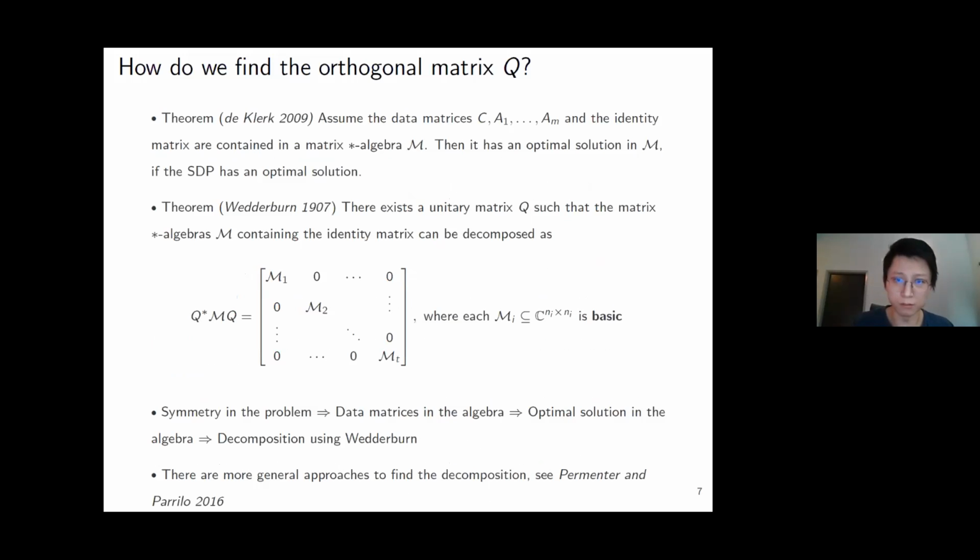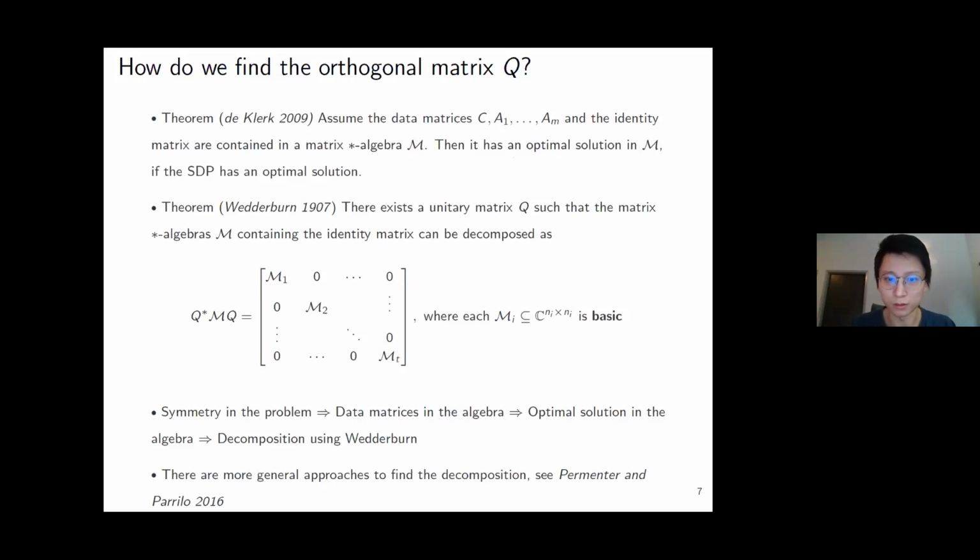If an SDP has data matrices contained in a matrix star algebra, there are two consequences. The first consequence: if my data matrices and identity matrix are contained in a matrix star algebra M, this result from de Klerk 2009 shows that then there exists an optimal solution in the matrix star algebra M, if this SDP has an optimal solution. That's a very nice property. It is not very difficult to show this, but it has a very nice consequence.